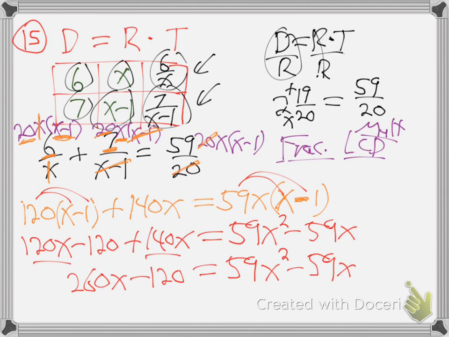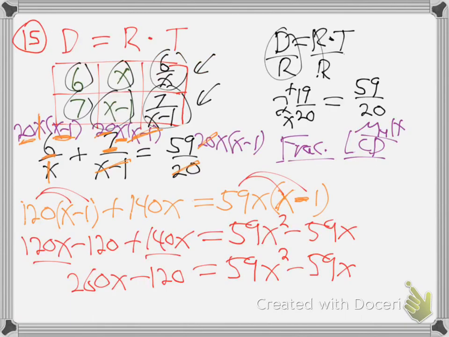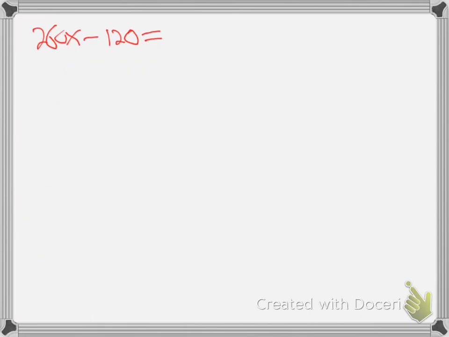Minus 120 is 59x squared minus 59x. Boy, this is a challenging problem. Problems are hard here at the end of the course. Let's go to the next screen. So 20x minus 120 equals 59x squared minus 59x.